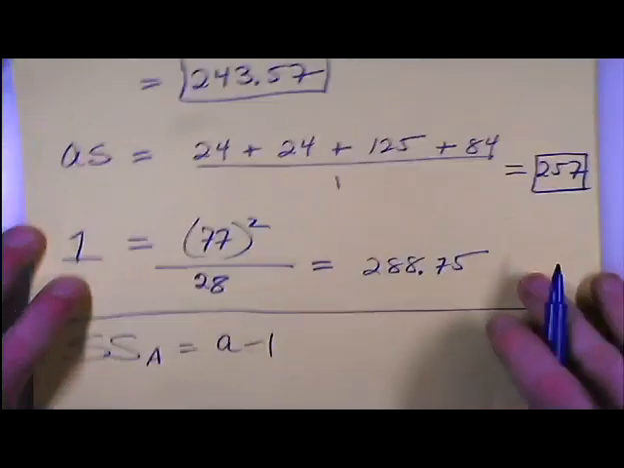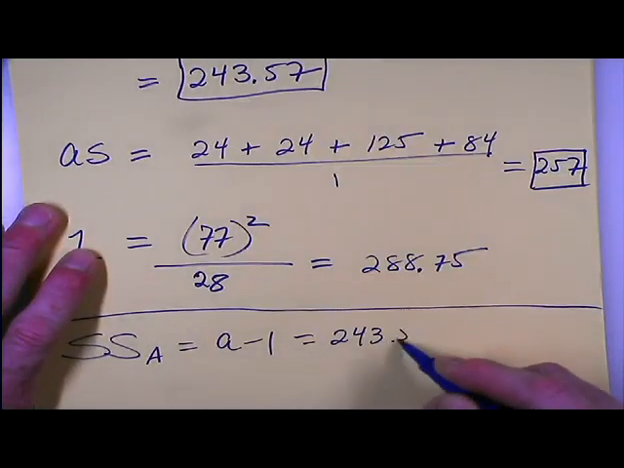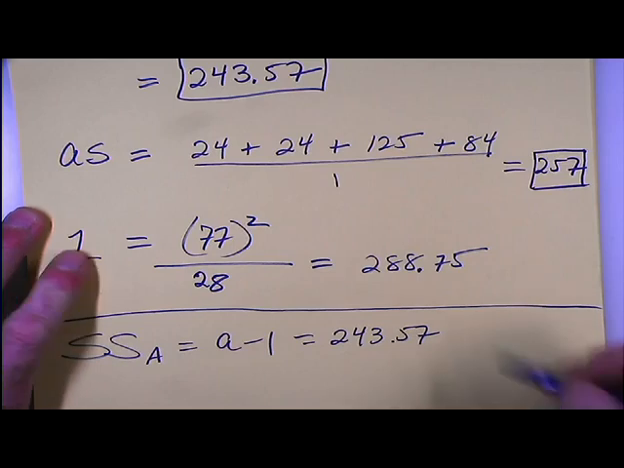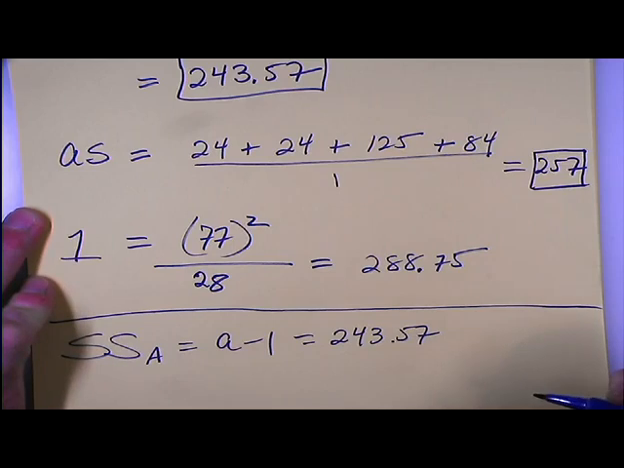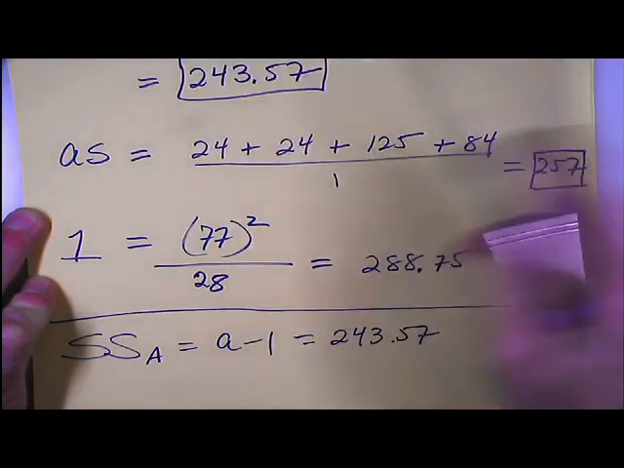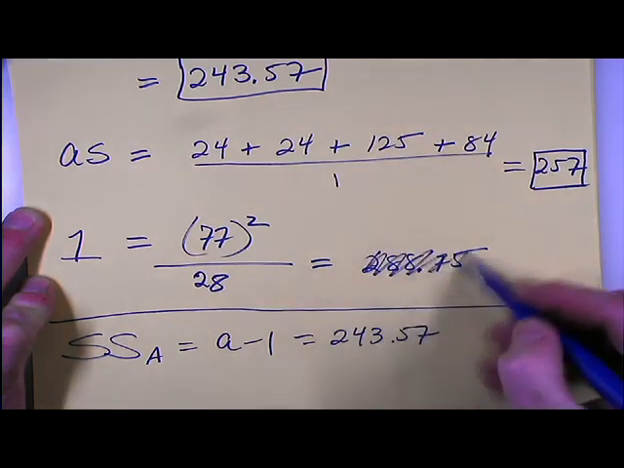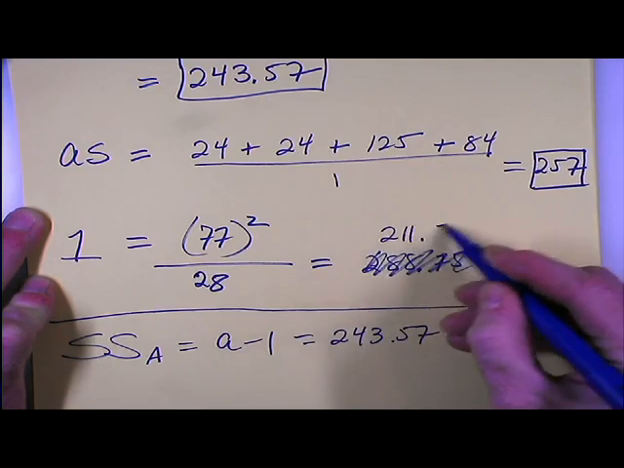Okay? So what we're going to do now is the sum of squares for A. That formula is A minus 1. So we'll go 243.57. Something's wrong. I think I made an error here. Your 1 I think should be 211. Yeah, 211.75.